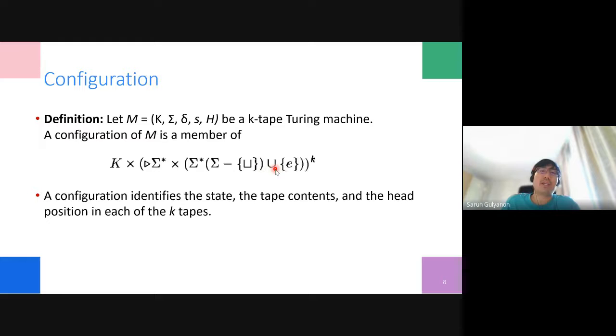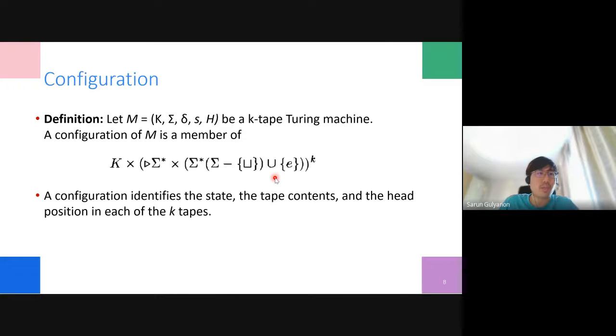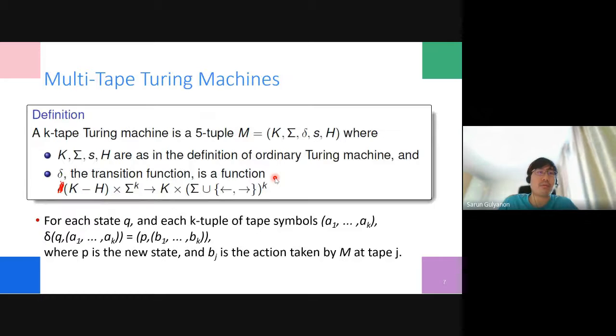And another option is, if there is no content on the right-hand side, or to be precise, there are only blank cells on the right-hand side, we put the empty string in the right-hand side content, and that's pretty much it. That is how we define the configuration of the K-tape Turing machine. And that is pretty much all we have about the multi-tape Turing machine.